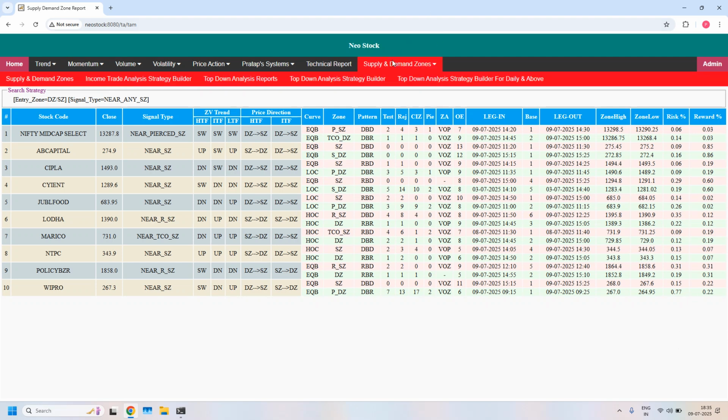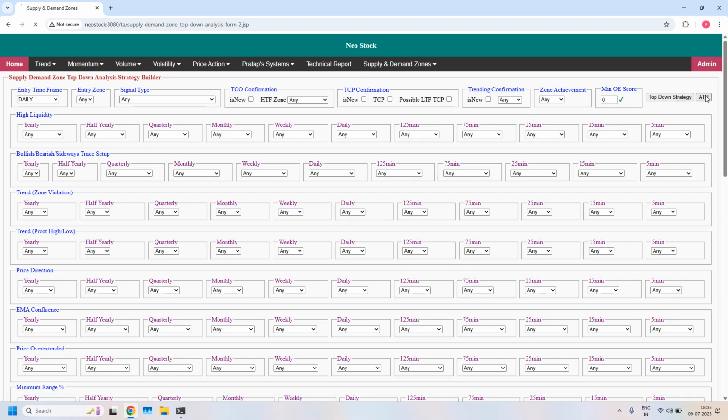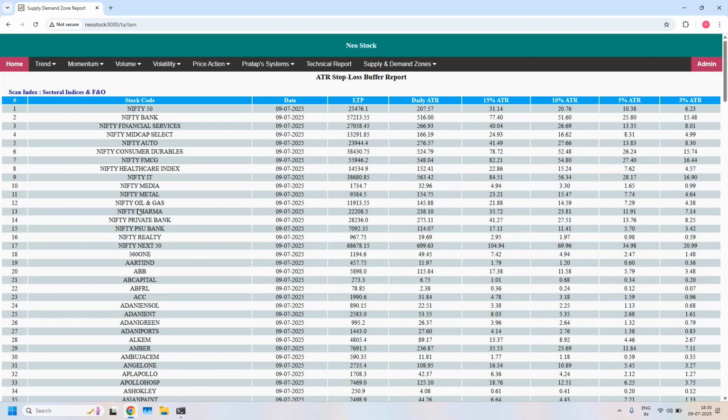And final report, let us generate stop buffers based on daily ATR. First 17 in this list are indices, remaining all are equity stocks. So I'm scrolling the list down, whichever the stock you want to refer, there pause the video. Okay, I'm scrolling the list down.